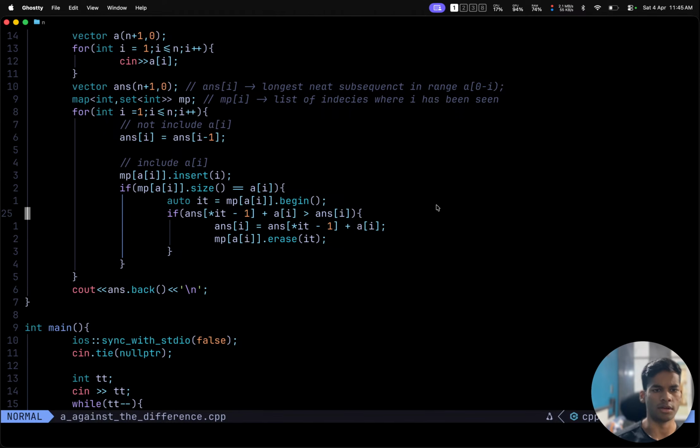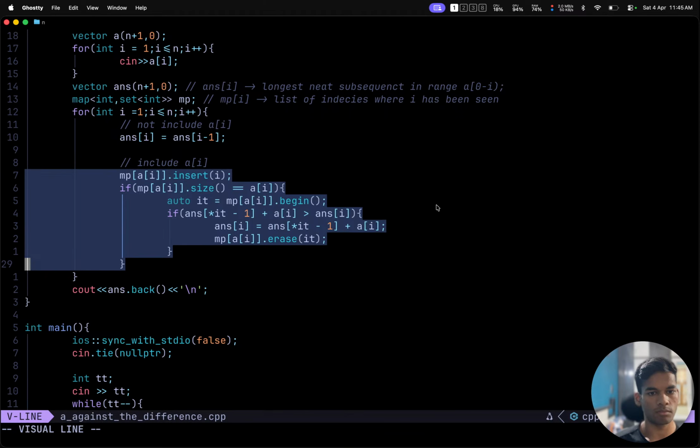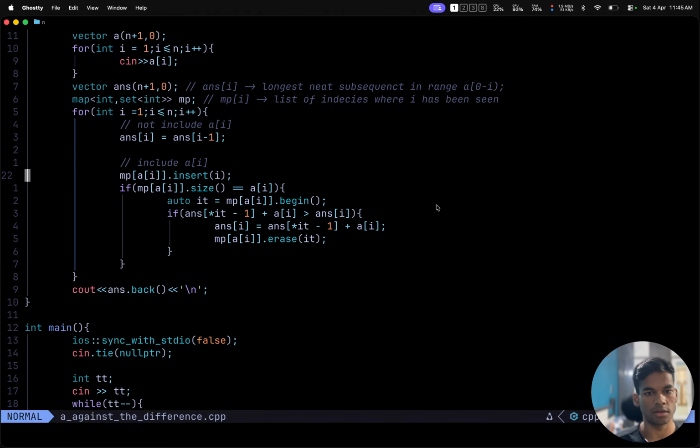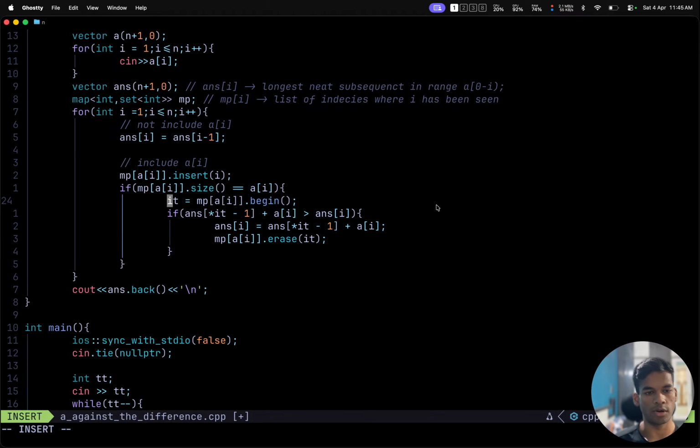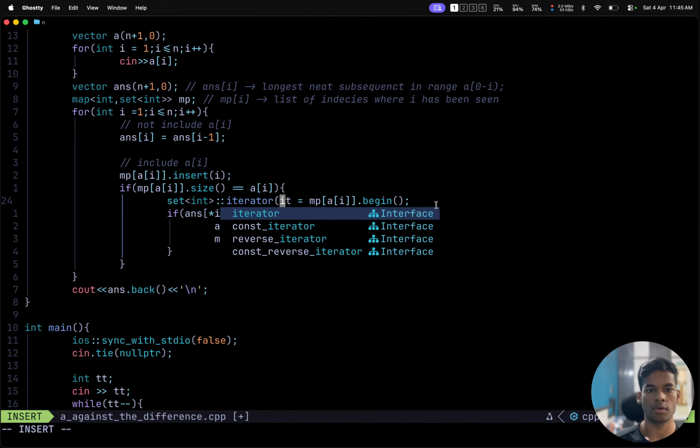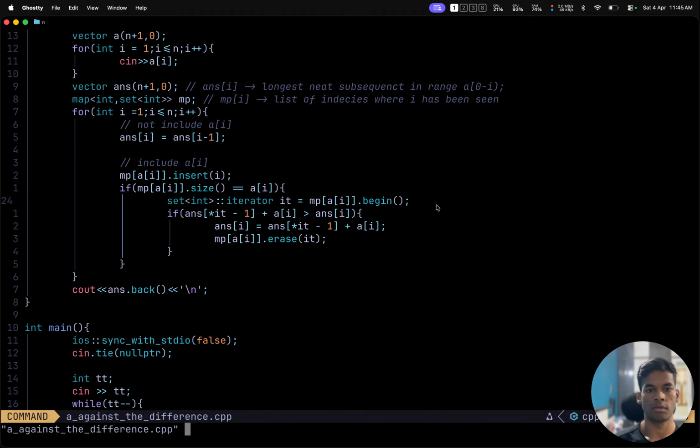Yes, there shouldn't be any problem with this part. This looks amazing. And also, instead of auto here, we could say set of integers iterator, which is the type of IT.